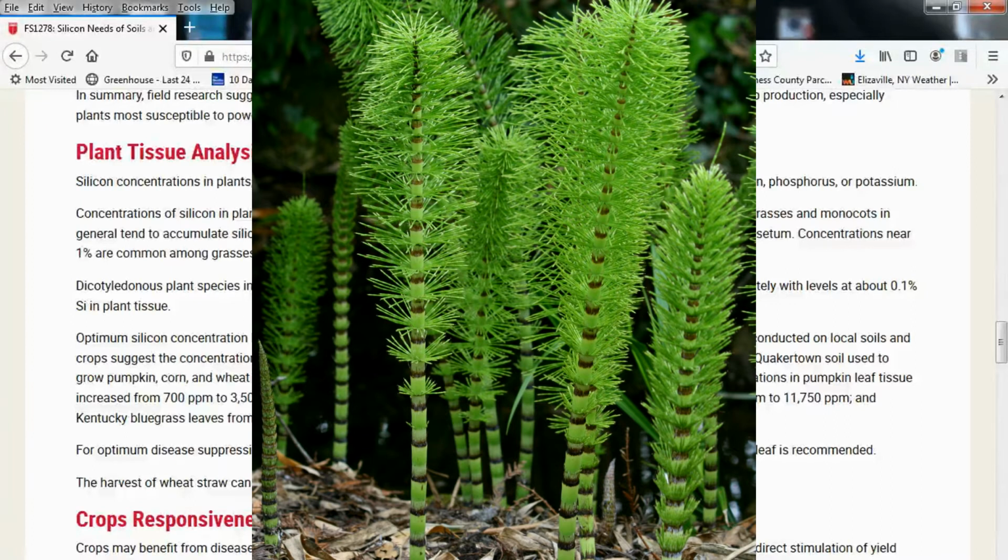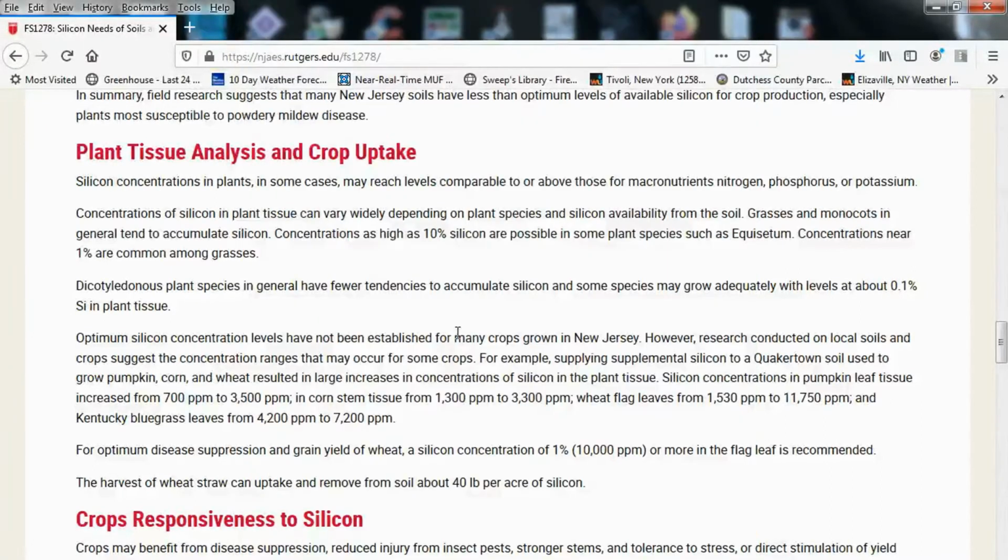Equisetum, and that again is horsetail. Dicotyledonous plant species in general have fewer tendencies to accumulate silicon, and some species may grow adequately with levels of about 0.1% silicon in plant tissue. Optimum silicon concentration levels have not been established for many crops grown in New Jersey. However, research conducted on local soils and crops suggests that the concentration ranges may occur for some crops.